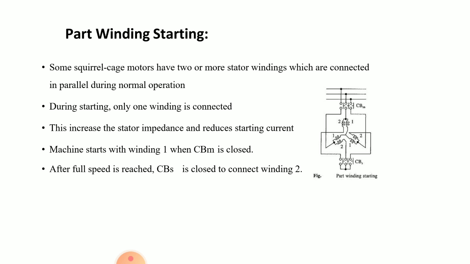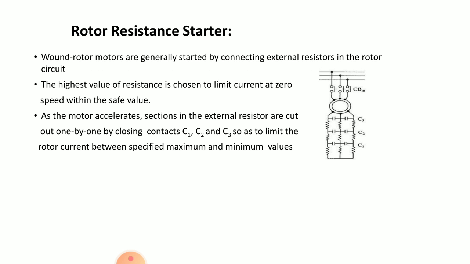The machine starts with winding 1 when the circuit breaker CBM is closed. When the full speed is reached, the circuit breaker CBS is closed to connect the second winding. That is in case of part winding starting.